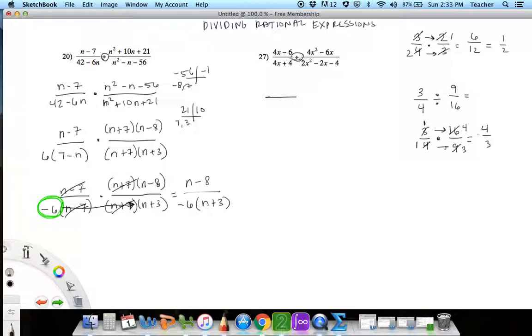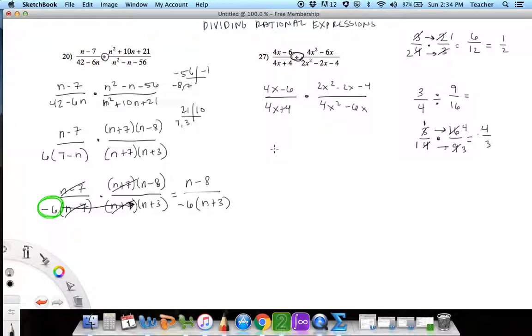We see that it is a division problem, which means I have to multiply by the reciprocal before I start. So I'm going to multiply by the reciprocal. Again, the reciprocal is just these guys flipped, so 2x squared minus 2x minus 4 over 4x squared minus 6x. Now I am just at the same problem I had in our last video, which is multiplying rational expressions.